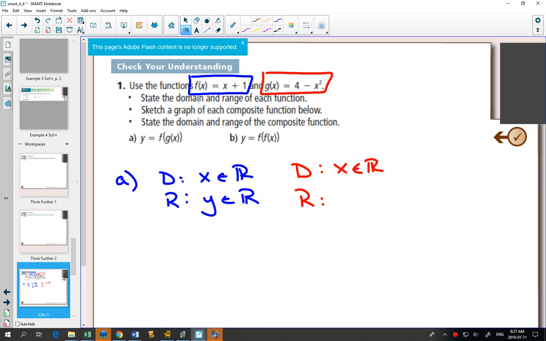You might want to draw a quick sketch of your red graph. Negative x squared plus 4 transformations. Parabola that's been moved up 4. That opens down. So we can see that our range is less than or equal to 4.